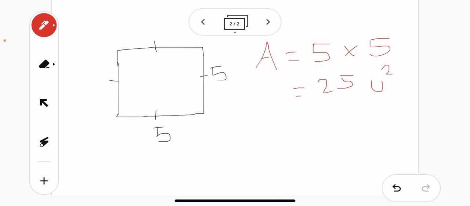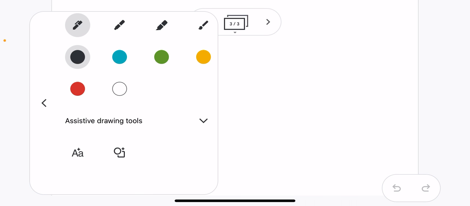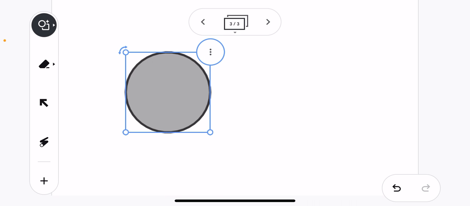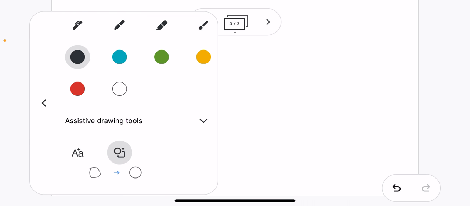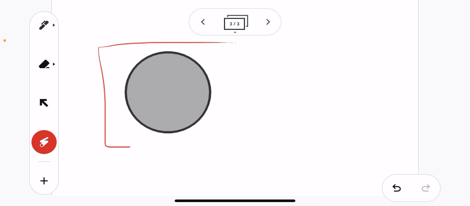But now this is a square. Now let me draw a nice little circle right there. As you could probably tell, you don't have that nice square shape, and you don't have these defined sides. You just have this one side that goes on basically forever. So how would you find that? Let's talk about the perimeter first.